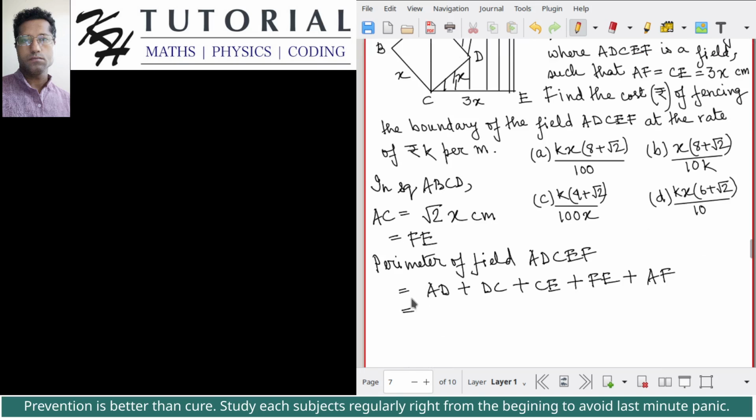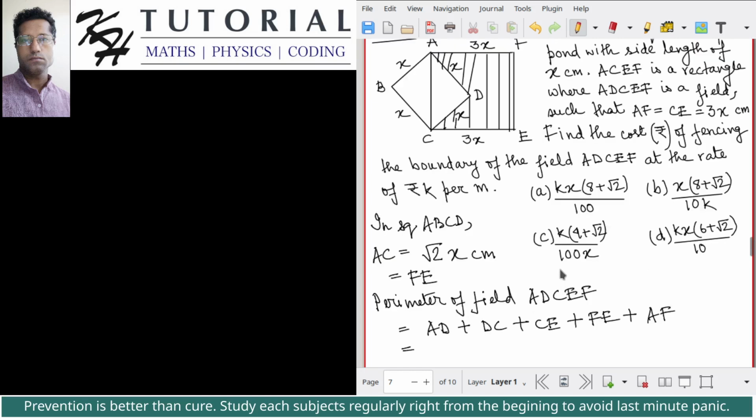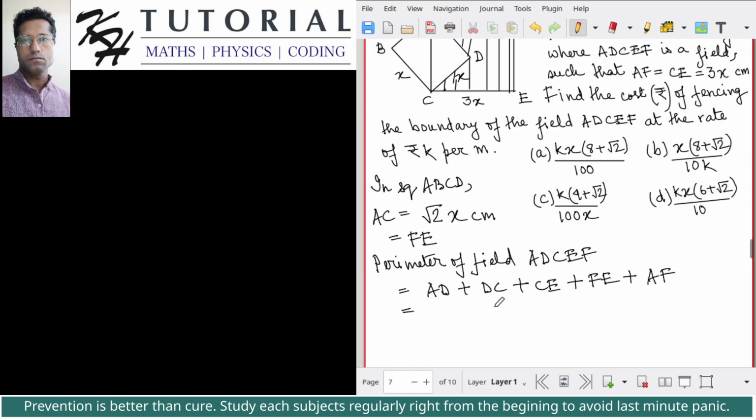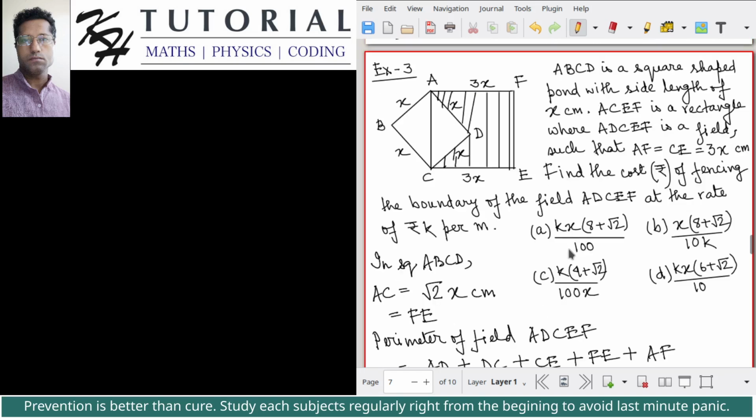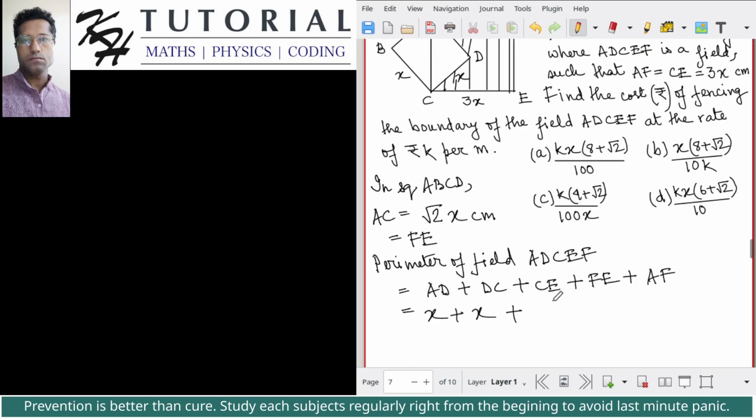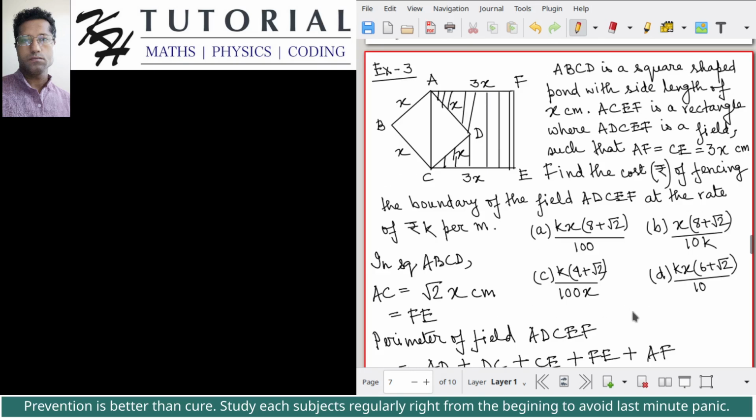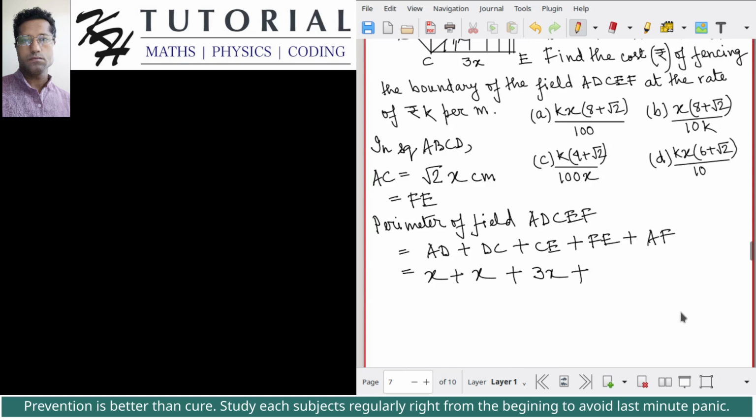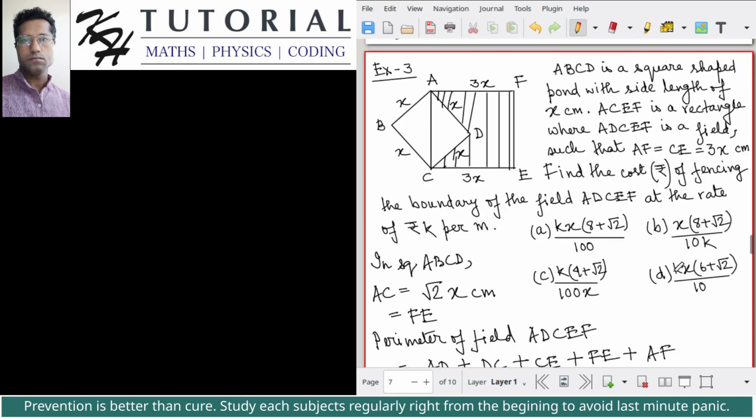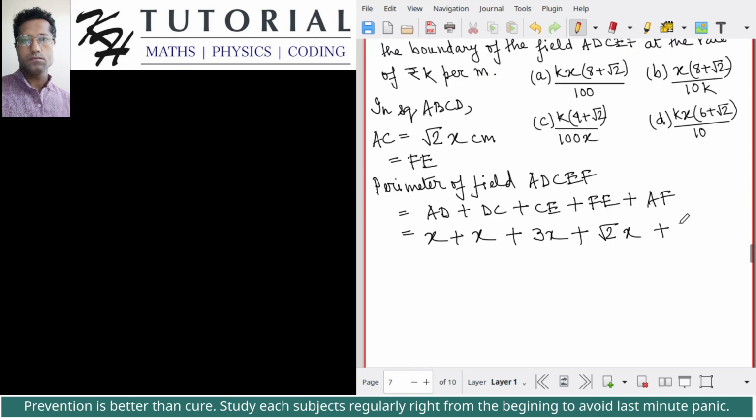What is AD? AD and DC are the sides of the square pond. So they are x plus x. What is CE? CE is given to be 3x. We have 3x plus FE. FE is equal to AC, and AC is nothing but square root of 2 into x plus what is AF? AF is also given to be 3x.